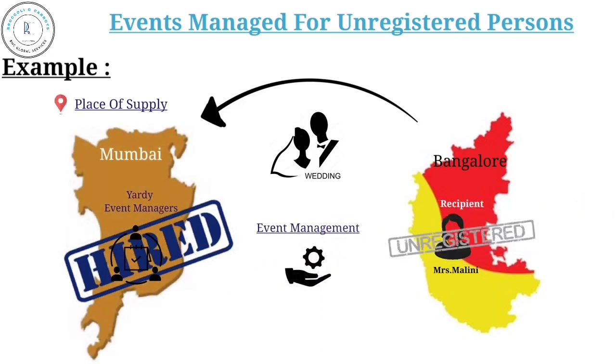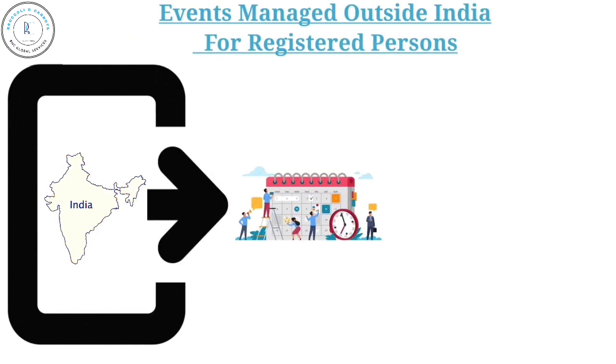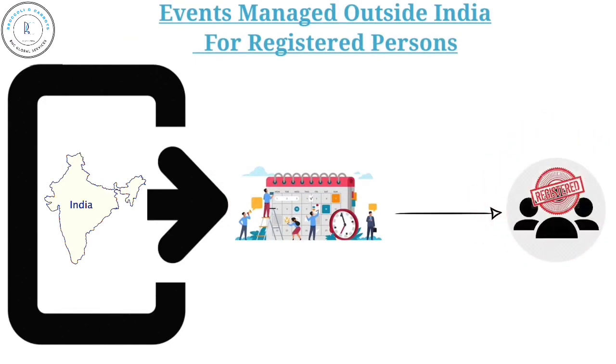Since the recipient is an unregistered person, location of event is the place of supply. GST: CGST plus SGST. Events managed outside India, for registered persons.